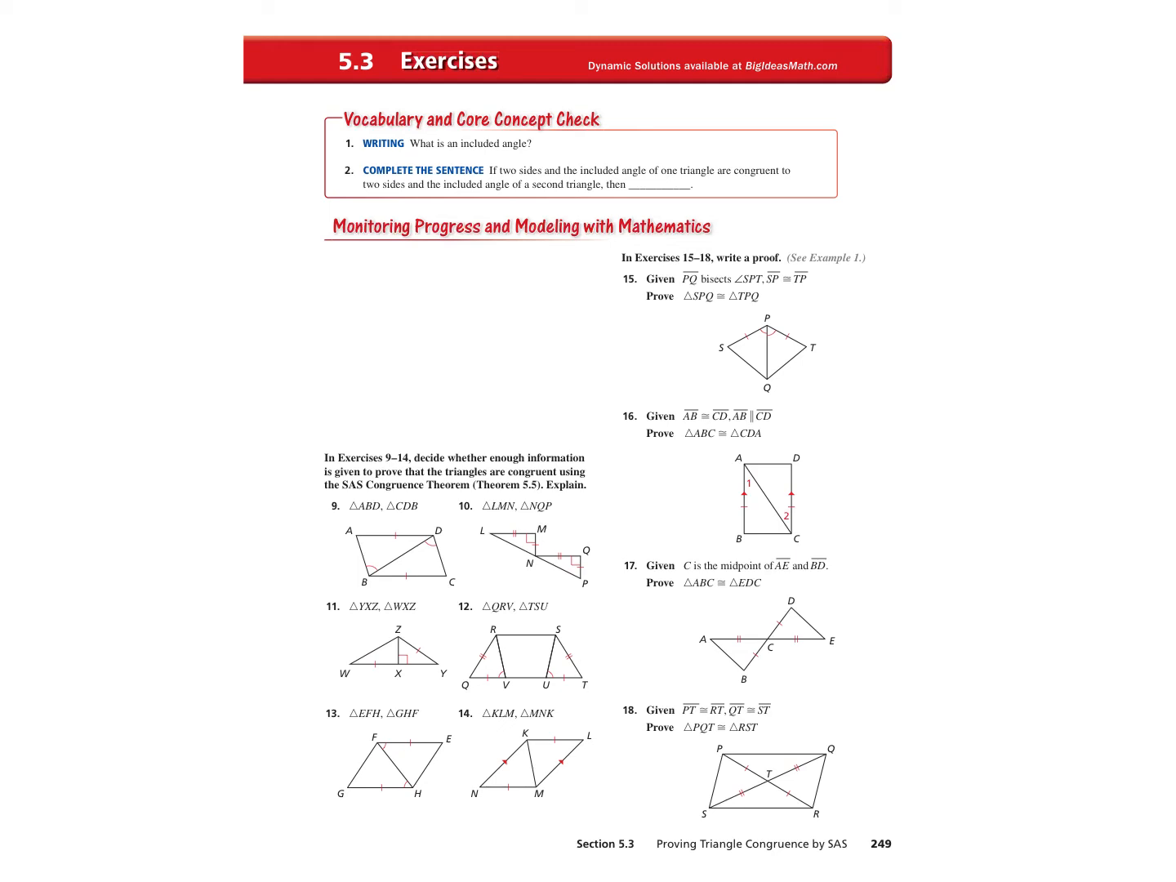Okay, so we're going to do a little bit of extra proof practice, but the beginning problems here, the first 6, numbers 9 through 14, this one is just asking us to determine if we could prove them congruent using side angle side. Because when we covered this chapter, that was the first shortcut we had learned.